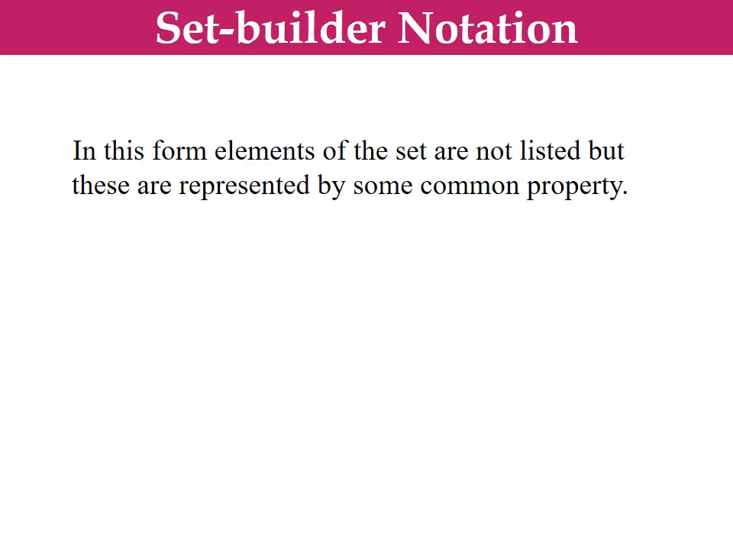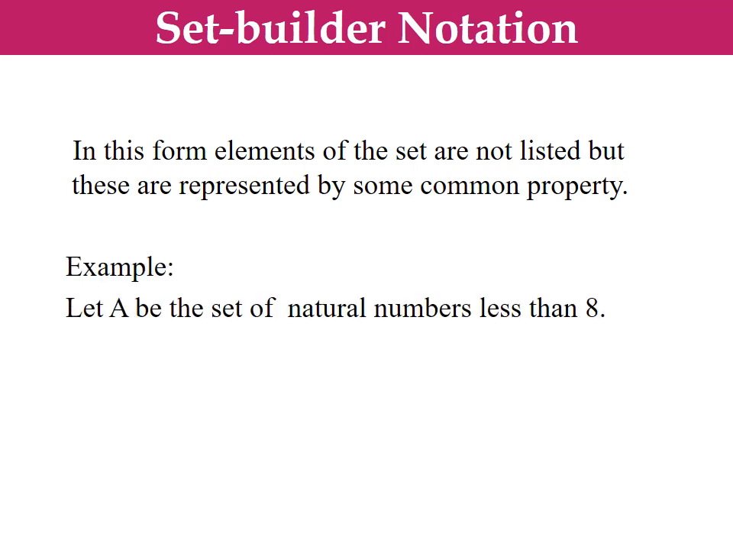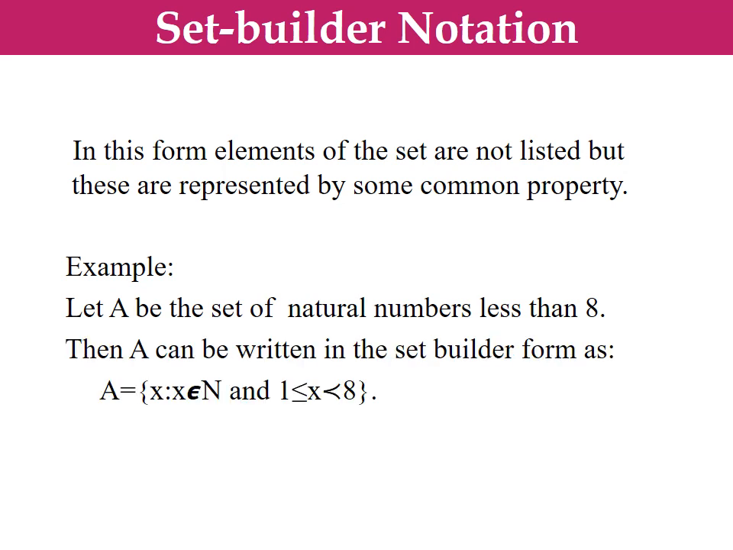The next method is set builder notation. In this form, elements of the set are not listed, but are represented by some common property. For example, let A be the set of natural numbers less than 8. So how to write this using set builder notation? A is equal to the set of all x such that x belongs to N, where x lies between 1 and 8, that is, 1 less than or equal to x strictly less than 8. So this is the way to write this.